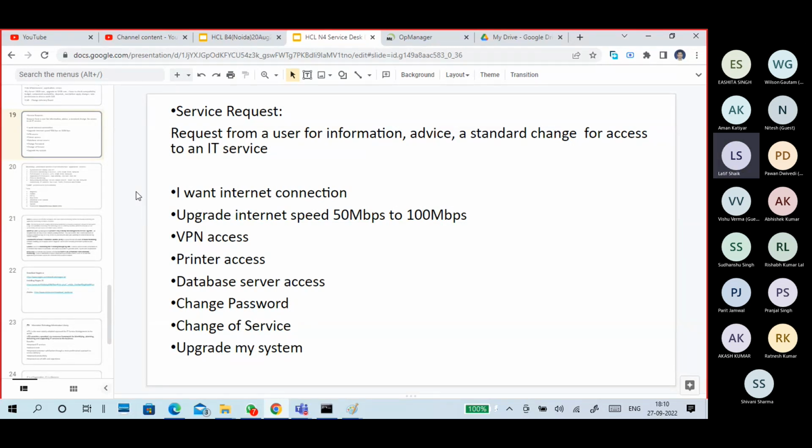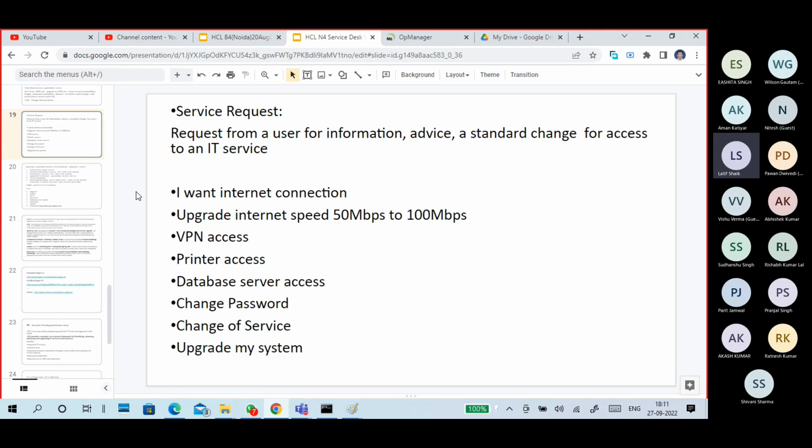Bill. Okay. I want access: VPN access, printer access, database server access, server access. Okay. Change of passwords: like, please change my password. Service request. I forgot my password, please change it, give me a new password, or maybe change my username. Okay. Change of services, upgrade of my system, upgrade of servers.